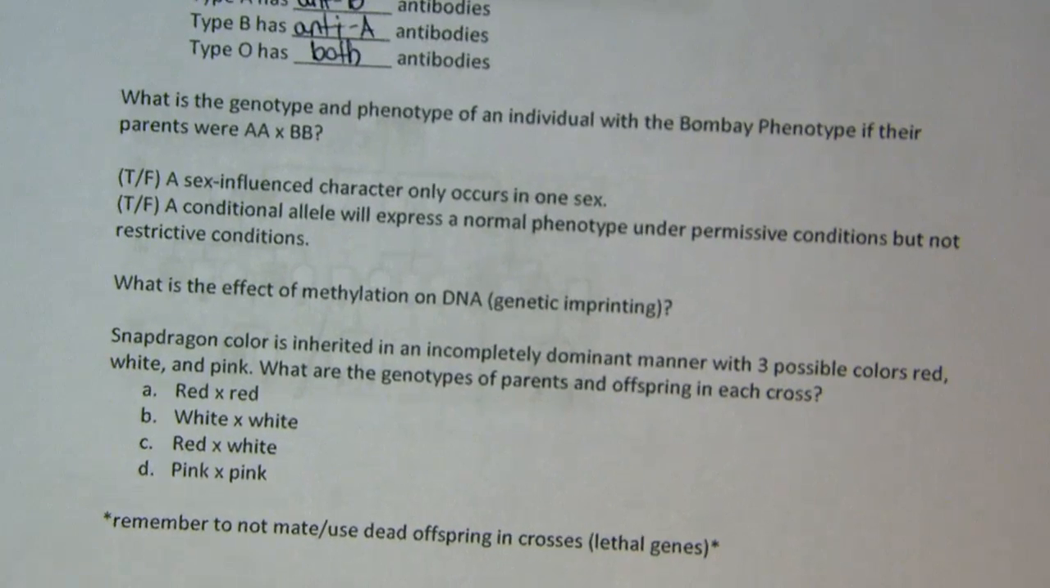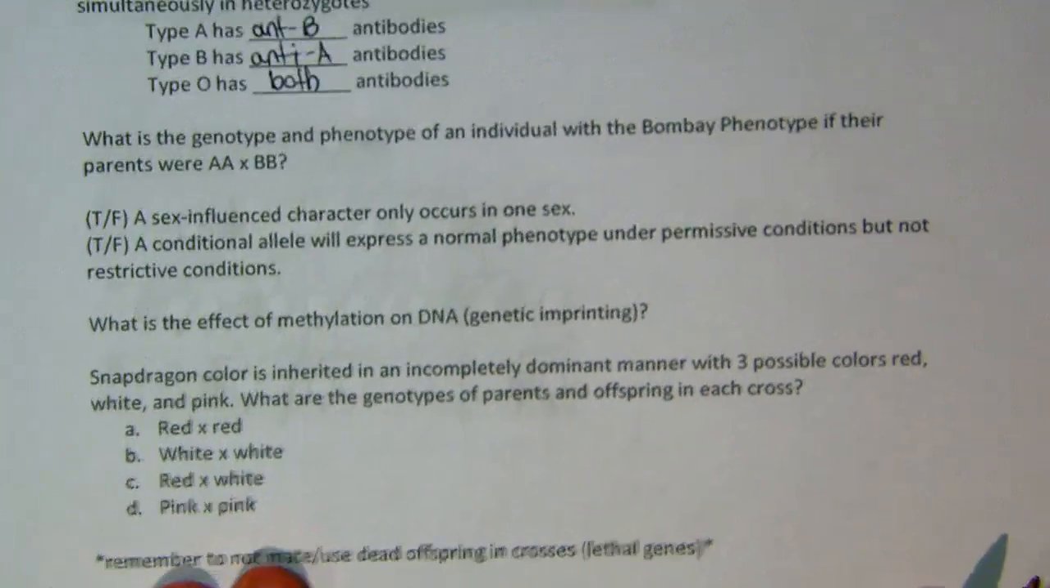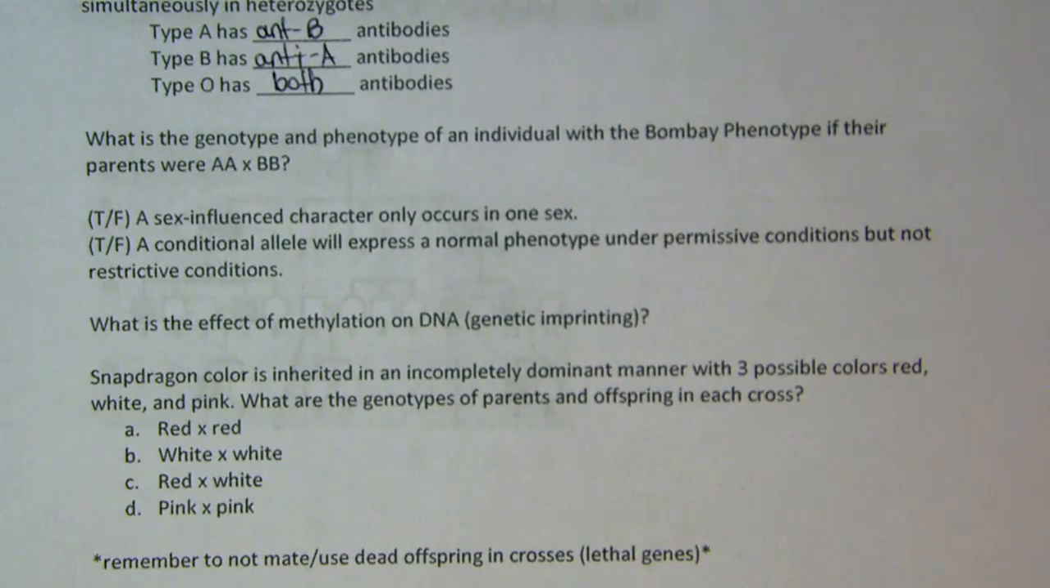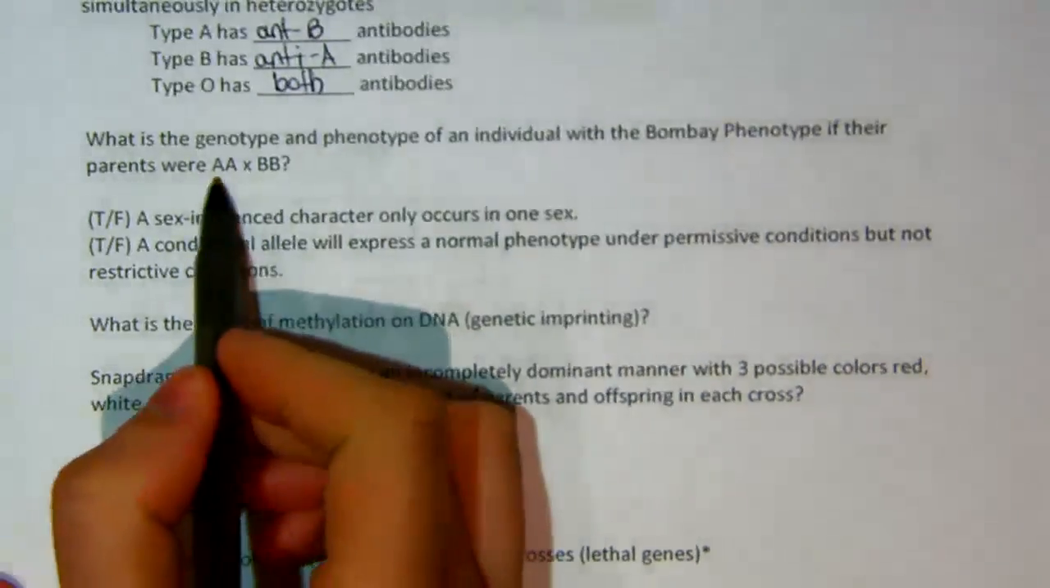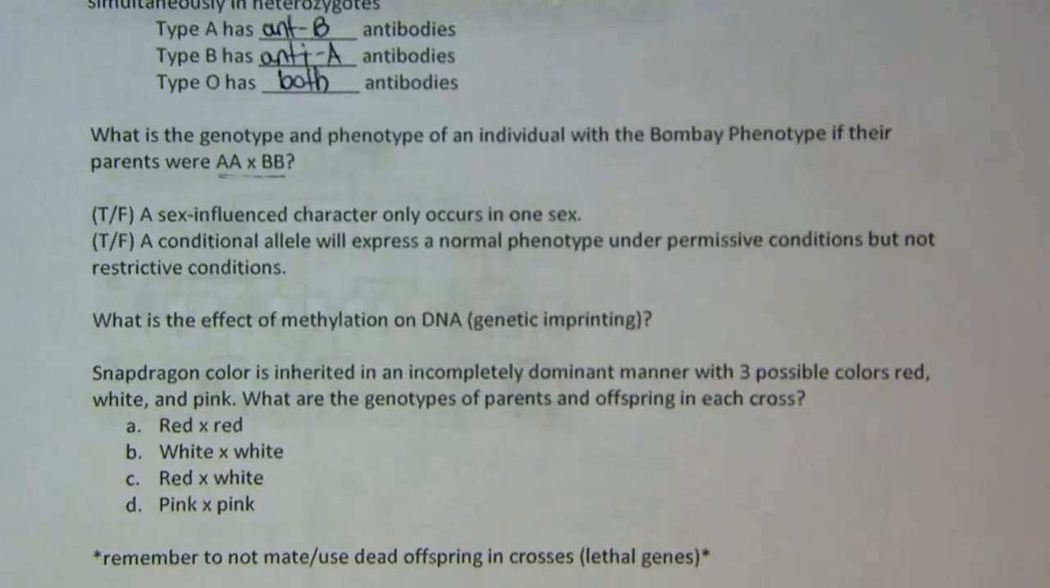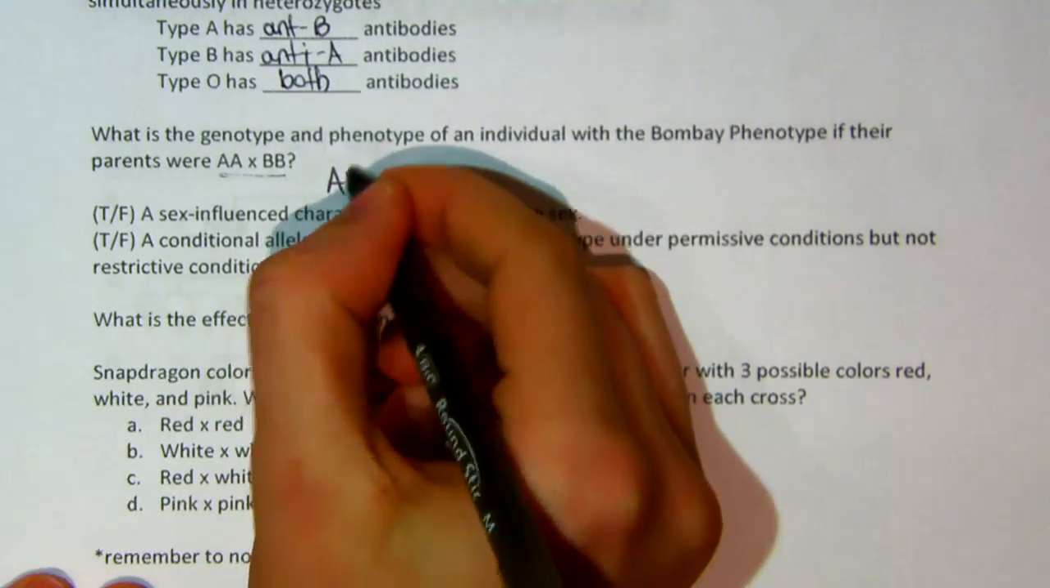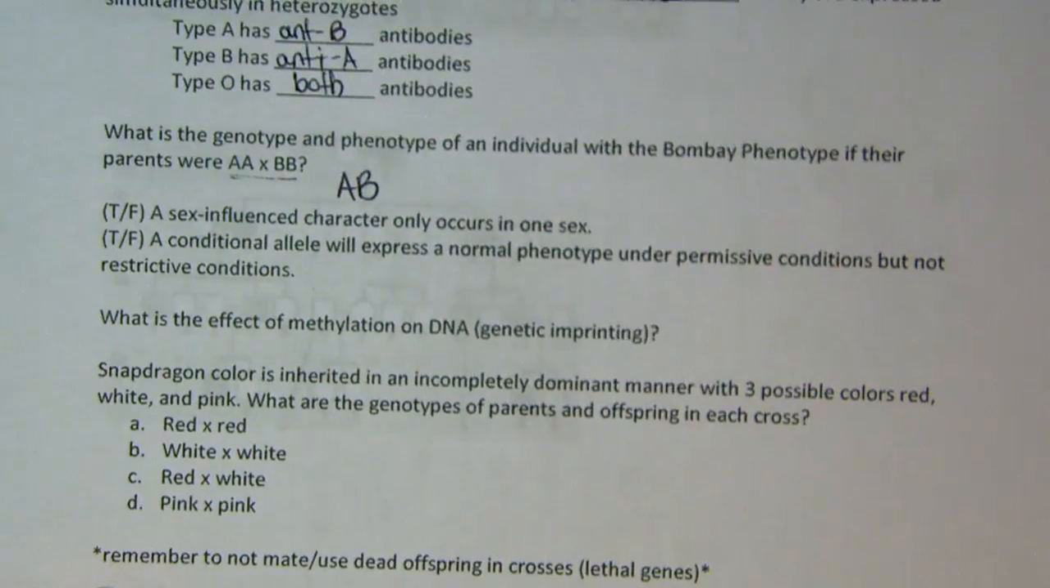Okay, so this is the genotype and phenotype of an individual with the Bombay phenotype if the parents were both homozygotes, one for A, one for B. So what's the genotype of the offspring? The genotype of the offspring of this cross. Good, AB. You would have AB blood, one A from mom or dad, the other from the other parent.